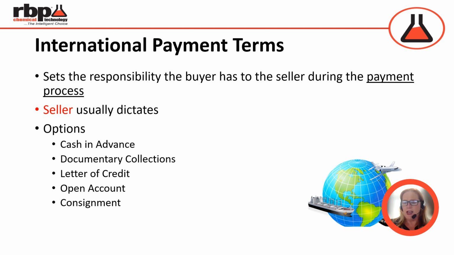And lastly is consignment. This would be the highest risk option for a seller because basically you're not guaranteed any sort of payment of goods until after the delivery, and usually even after the usage of material. So this would put a lot of trust in your partner or your customer to even consider this method.